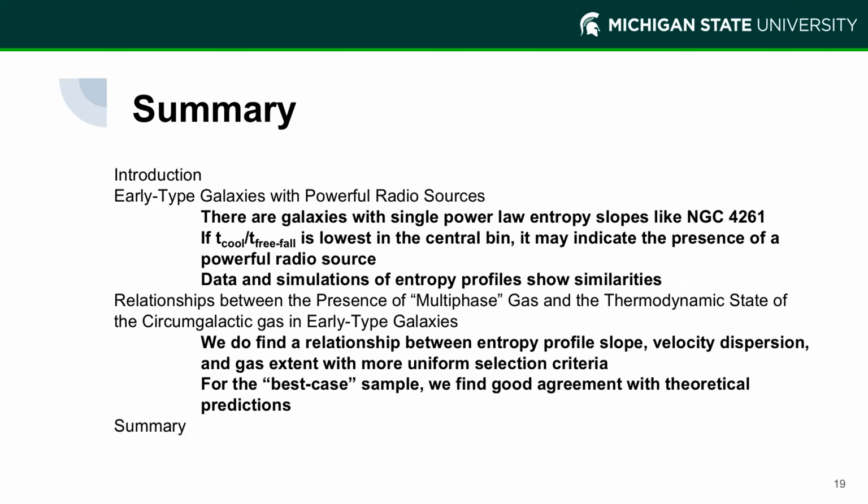And so with that, I'll just highlight the main conclusions from the first paper. So there are galaxies with single power law entropy profile slopes like NGC 4261, though it may be a rare possibility. If the ratio of the cooling time to the freefall time is lowest in the central bin, it may indicate the presence of a powerful radio source. I didn't cover that in this talk, but you can check out the paper when it is posted. And then data and simulations of entropy profiles show similarities.